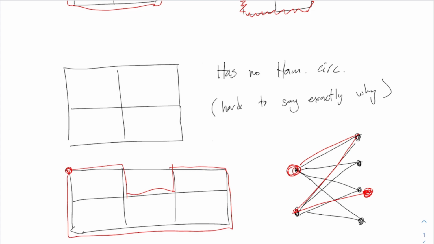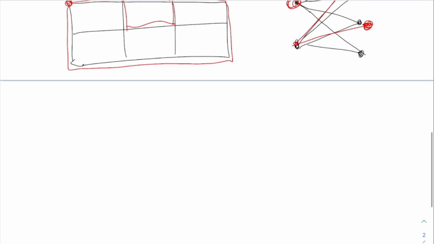Any thoughts about this so far? This is Hamilton circuits. It's not a complicated concept. I mean, the idea of it is not hard. It is a little tricky to figure out when there is or is not a Hamilton circuit. Our tools are basically going to be based on two very simple observations.